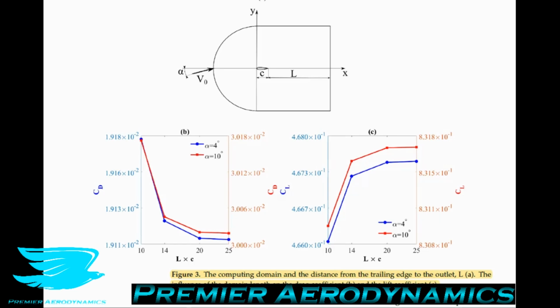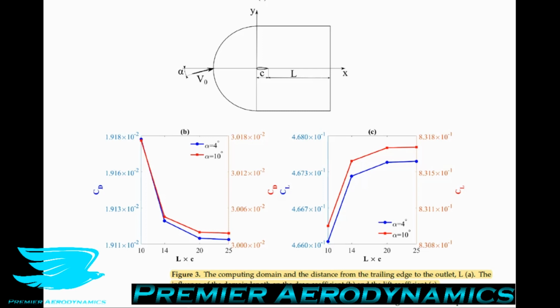For an angle of attack of 4 degrees and a length of 14 chords downstream, so the outlet is 14 chords from the airfoil's trailing edge, which is quite a long way, the drag coefficient changes only by 0.28% compared to when the length of the outlet is only 10 chord lengths downstream. So in other words, this length doesn't really affect the drag coefficient too much. It's like 0.3%, which could really be just error based on different meshes.